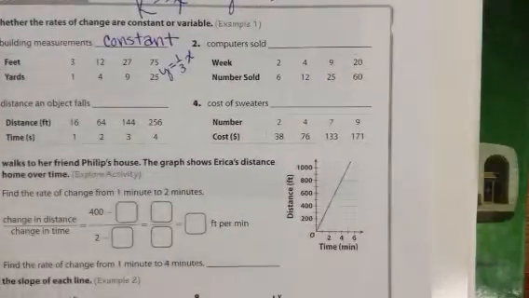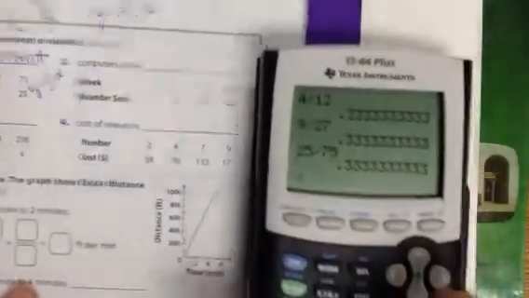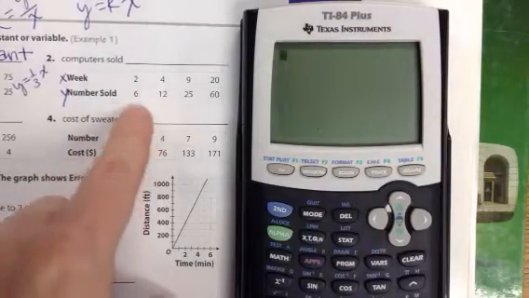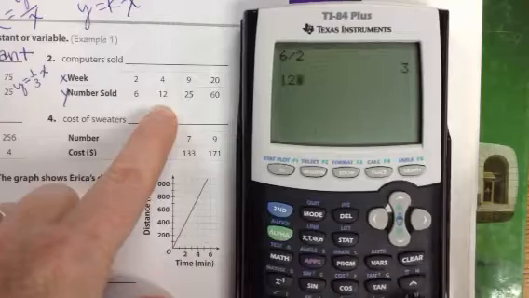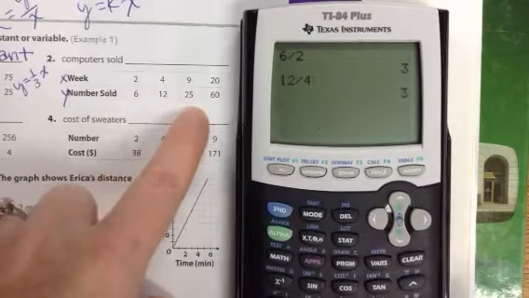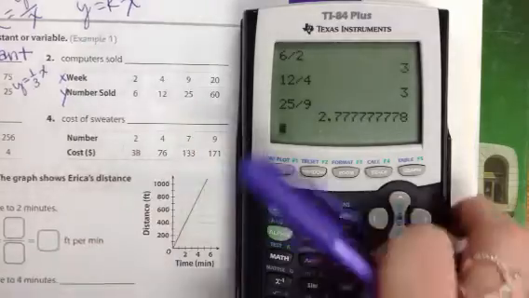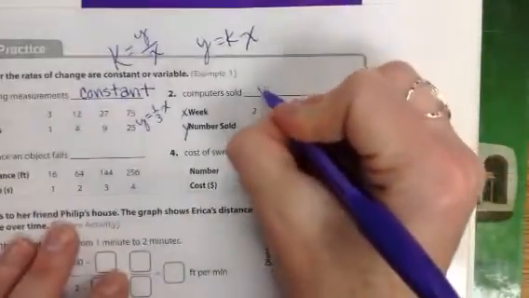Okay, so number 2. Just going to divide. I have x's and y's. So I look at the bottom. 6 divided by 2, 12 divided by 4, 25 divided by 9 is not pretty. I did not get a constant answer of 3, so this is variable.